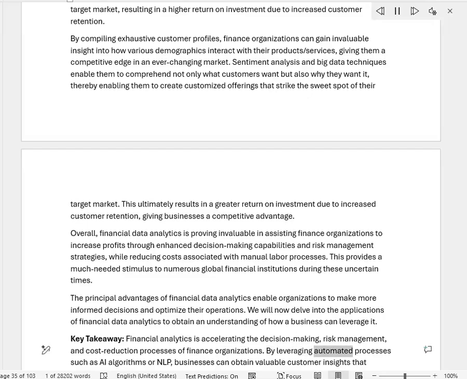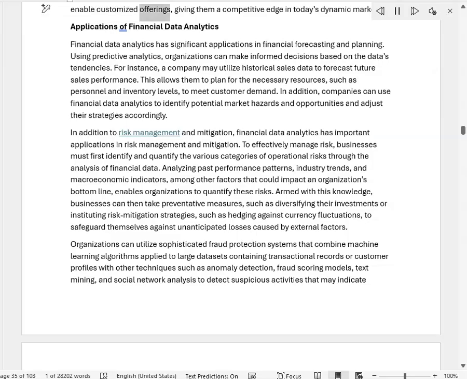By leveraging automated processes such as AI algorithms or NLP, businesses can obtain valuable customer insights that enable customized offerings, giving them a competitive edge in today's dynamic market. Applications of financial data analytics.